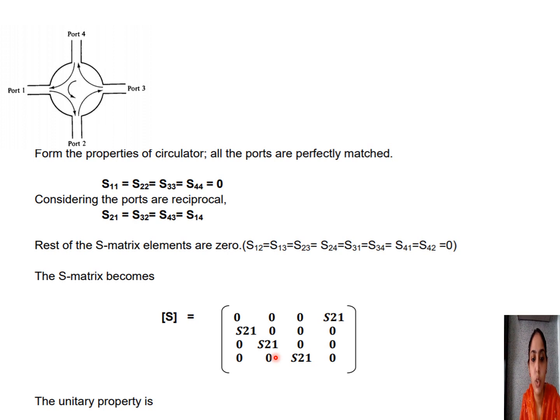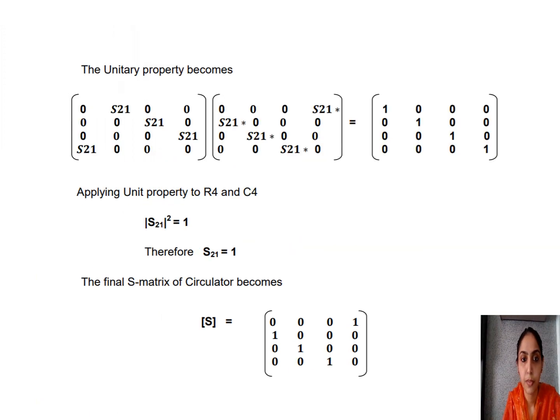Now what we do is employ the unitary property for the S matrix. By employing the unitary property, S times S conjugate transpose equals the identity matrix, we get the value of S21 as 1. So finally we can write the S matrix of the circulator as such. The other elements are 0. The elements written here are only due to the property of the circulator, that is, the wave propagates in a circular fashion only in one direction, and the elemental values obtained here are shown.